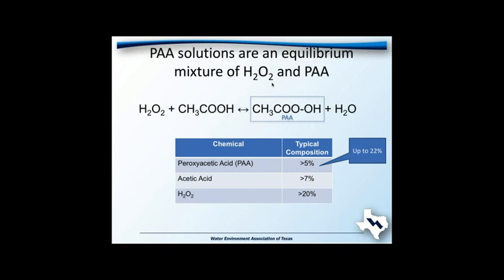PAA is an interesting mixture of a number of chemicals. It's hydrogen peroxide and acetic acid, and you get this PAA molecule here. And this PAA is actually in equilibrium with the residual peroxide and residual acetic acid. Typically, you see about 15% PAA in these mixtures, with about 7 to 10% acetic acid and about 20% or higher hydrogen peroxide. And you can get up to 22% PAA in your PAA disinfectant, but remember, it's going to be a combination of these three chemicals: acetic acid, hydrogen peroxide, and PAA. And we're interested in PAA because it's the most effective disinfectant of these three chemicals, and it's the active ingredient that we're looking at.